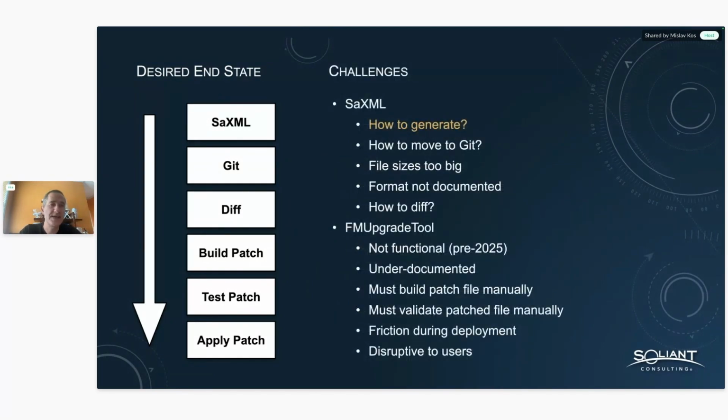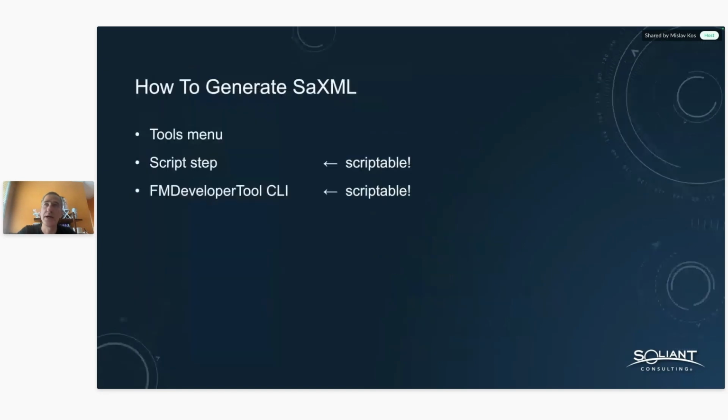So what stands between where we are now and this desired end state? I've listed a number of challenges here. I don't want you to start reading through them. We'll go through them one by one. And we'll start with the first one there. How do we generate these XML files? As I mentioned earlier, we can generate them from the tools menu, but importantly, we can also script them using the script step or that developer tool command line.